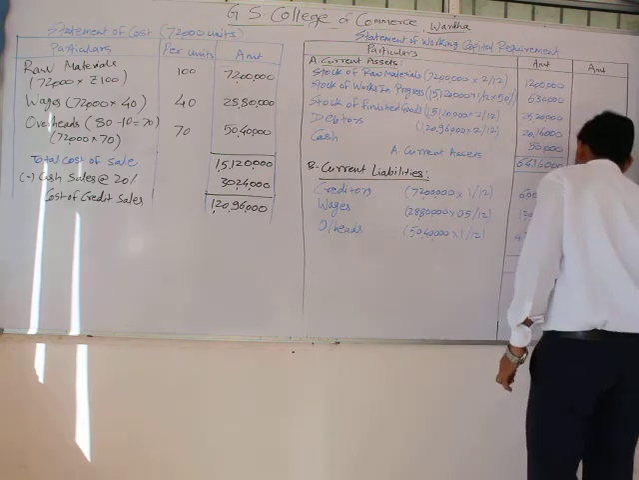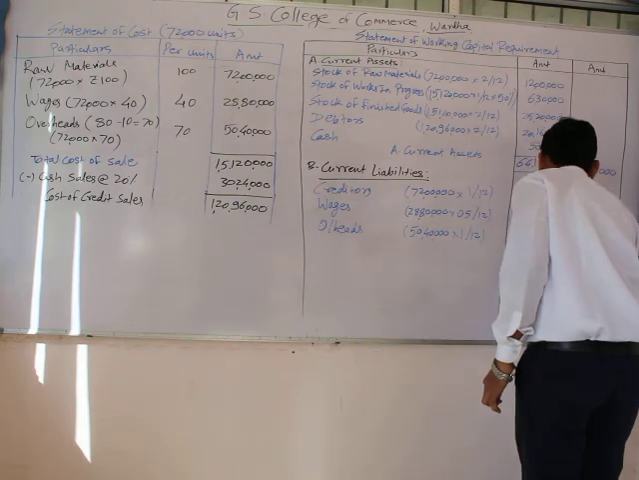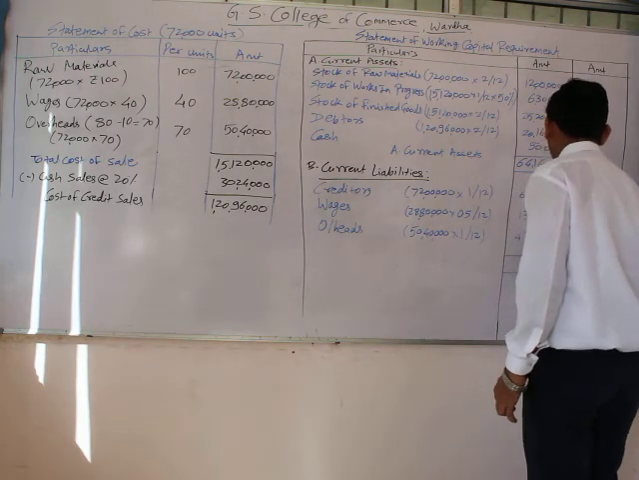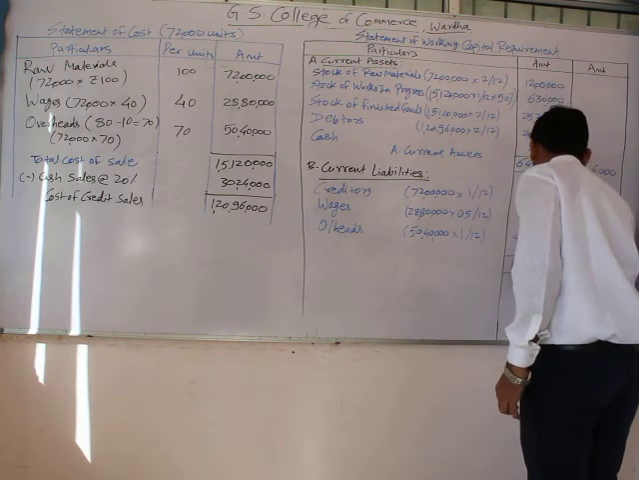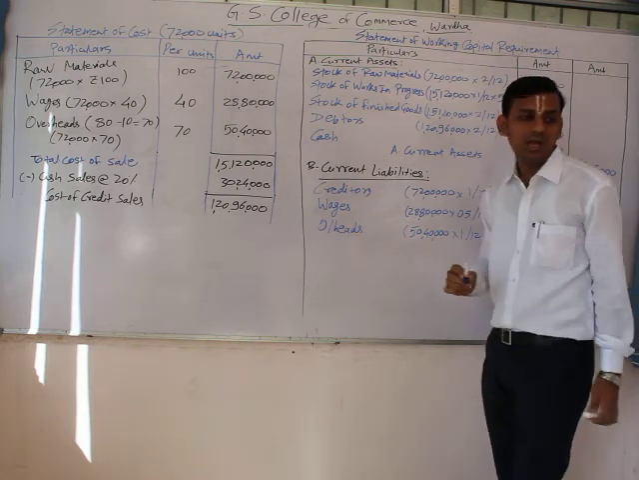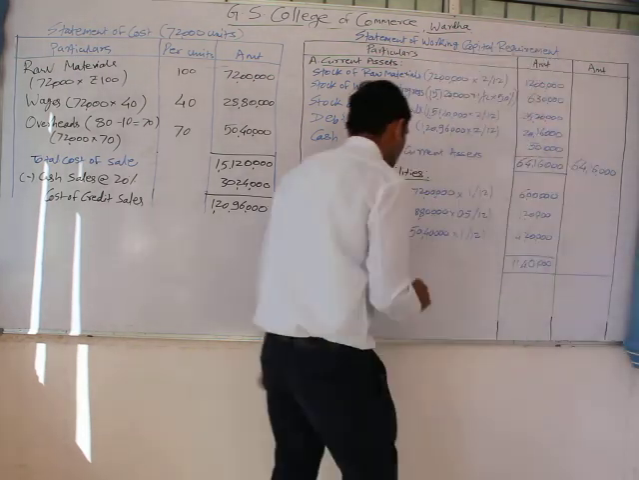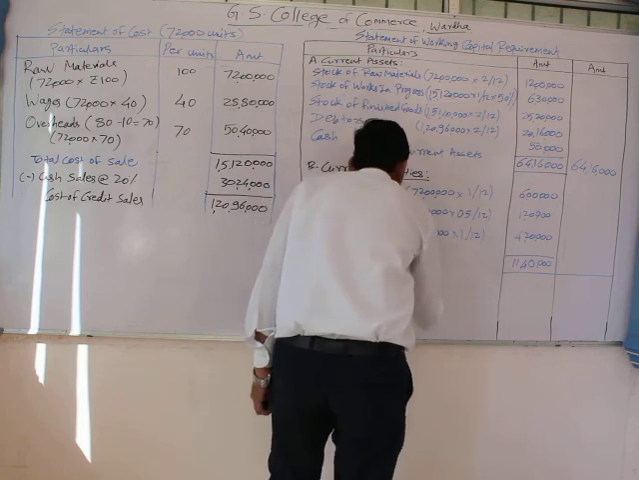Now we can make the total of our current liabilities, as these are the three things which should be considered for the purpose of the calculation. The amount is 11,40,000, our current liabilities.